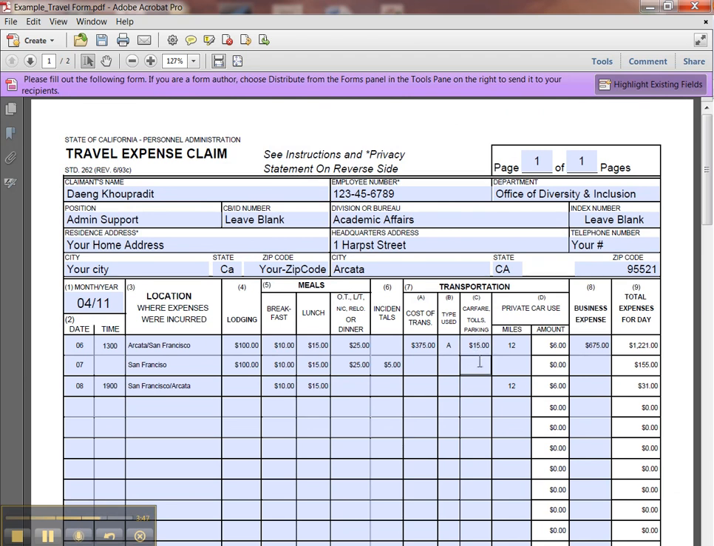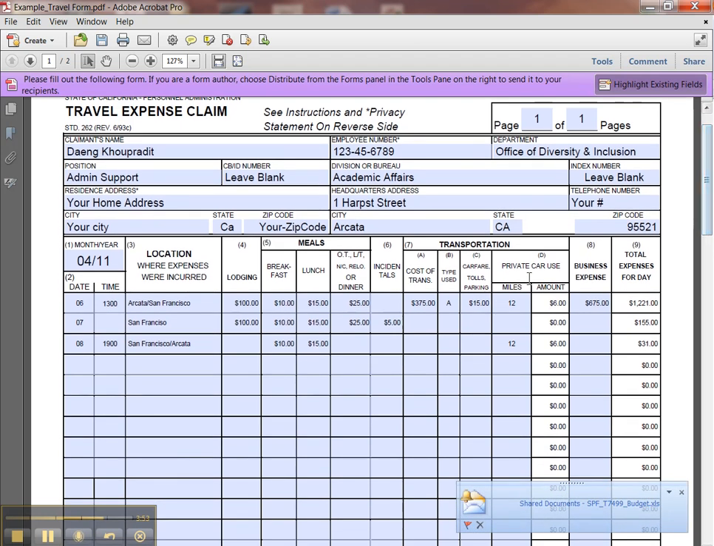I took a taxi to my hotel from San Francisco Airport, and that cost me $15. Next, I also used a private vehicle. From my house to the airport, it was 12 miles. I am claiming 12 miles to the airport and 12 miles returning back home. It is 50 cents a mile, and it comes out to $6. When you put in the miles, it automatically does the numbers for you.